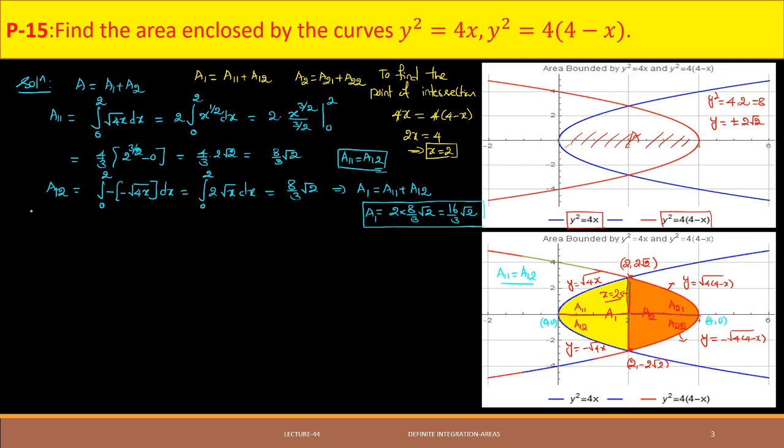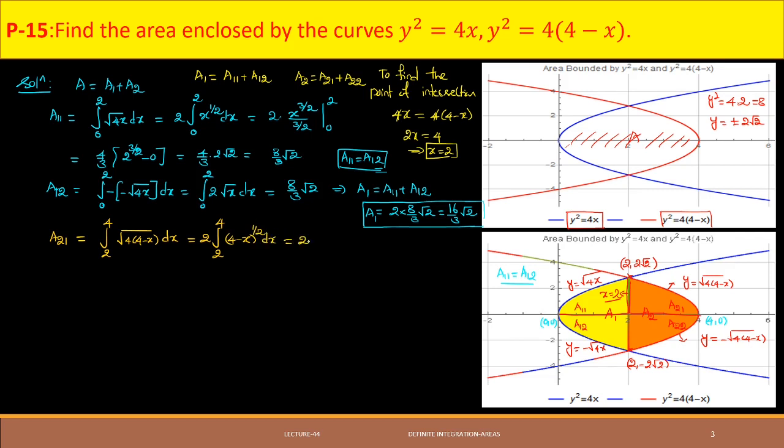Now let us find out area A2. For finding A2 we require A21. Let us find out A21. A21 is integral 2 to 4. This part of the curve, what is the equation of this part? Just now we have discussed it. It is under root 4 into 4 minus x into dx. So that is equal to 2 into integral 2 to 4 root of 4 minus x, that is 4 minus x whole to the power 1 by 2 dx.